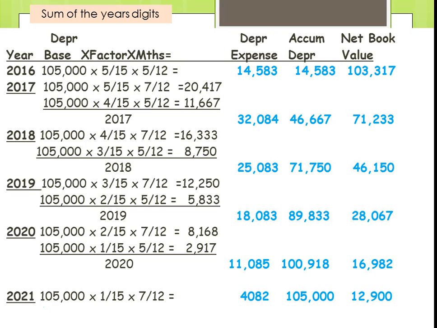And if you notice in the last year, our accumulated depreciation equals 105,000, and our net book value is 12,900. So the key here is you got to keep carrying that fraction forward.